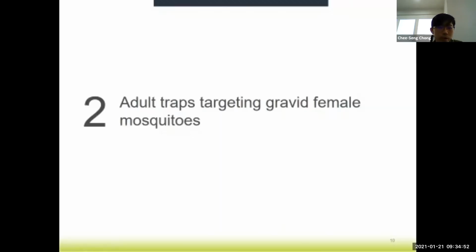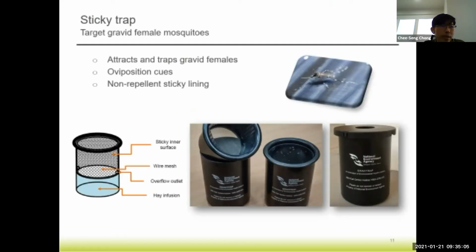Now, I hope you can hear me well. Let me focus on the adult traps that target the gravid female mosquitoes that we have previously shared. I think you probably understand a bit of how this works already. Just to recap, it targets gravid females, in fact, females looking for a place to lay.